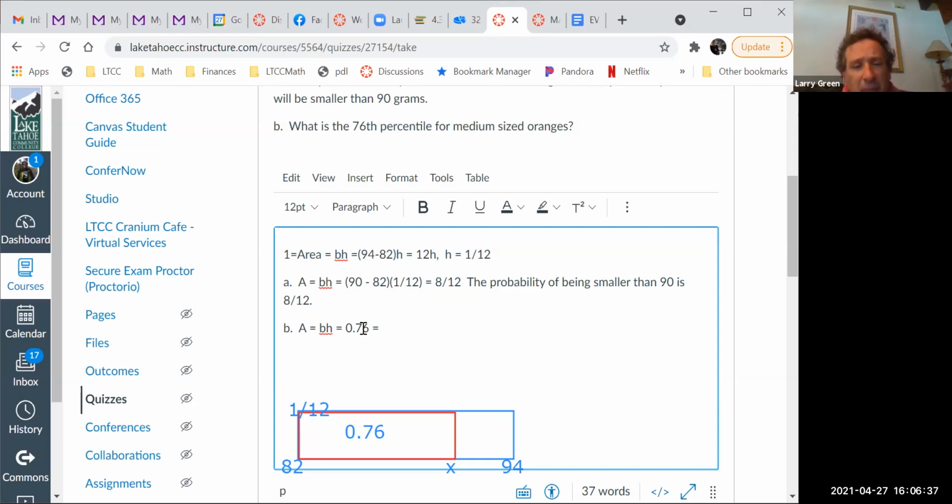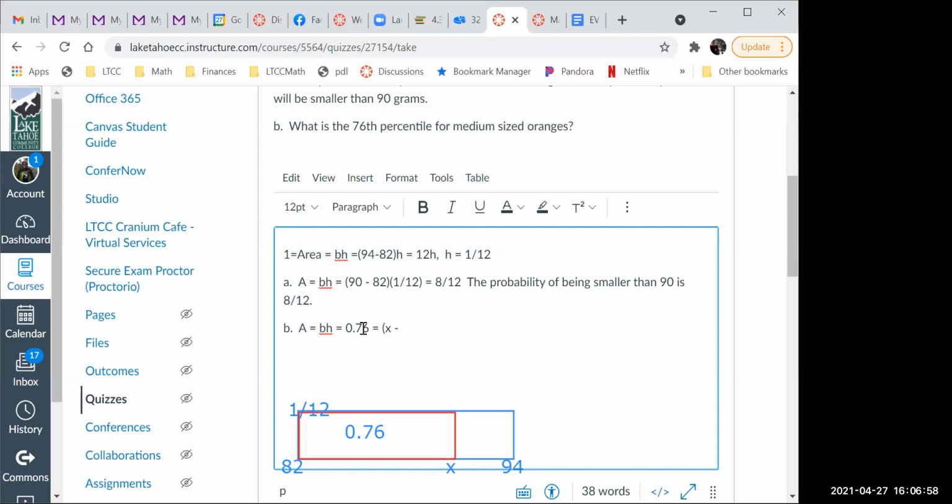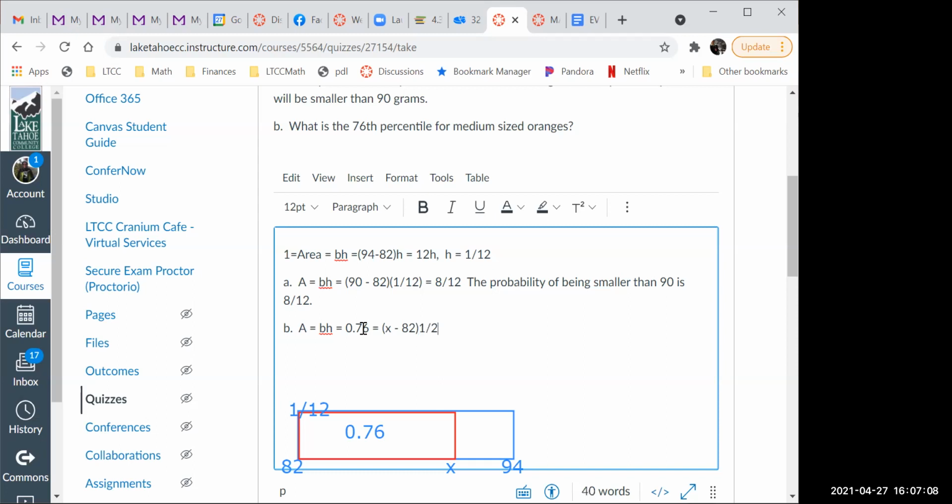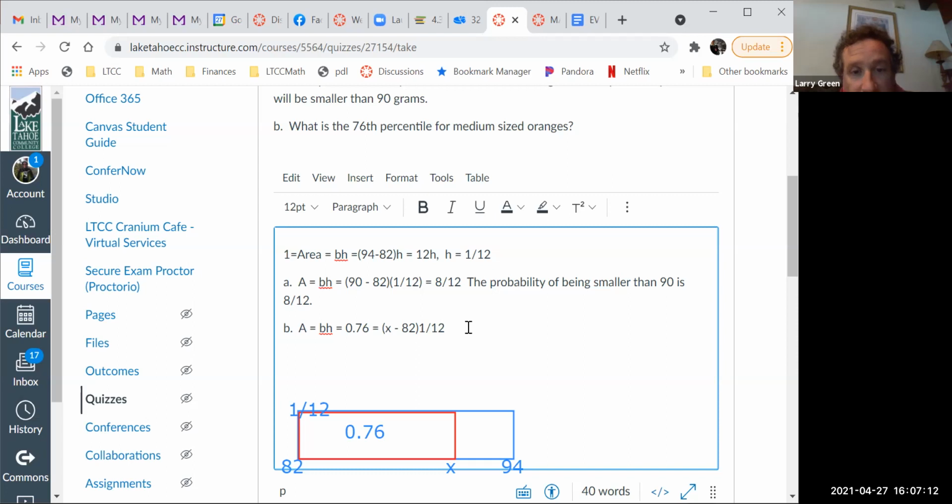Okay, that is equal to, what is the base? How do we write the base? So again, it's always the right minus the left. What's the right of this rectangle? X. And what's the left? 82. Okay, and what's the height? 1/12. Mm-hmm. And now we got to do a little bit of algebra. The good news is that it's the same algebra every time. Whenever you're doing a uniform distribution, you need to find a percentile or a quartile, it's always exactly the same steps.